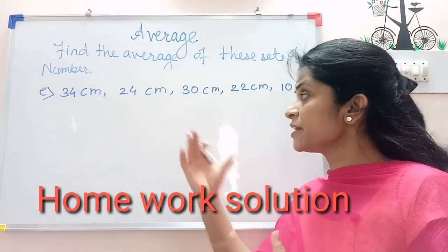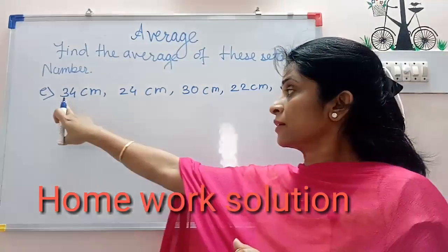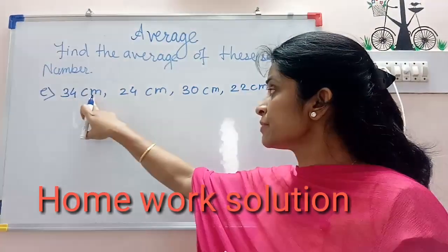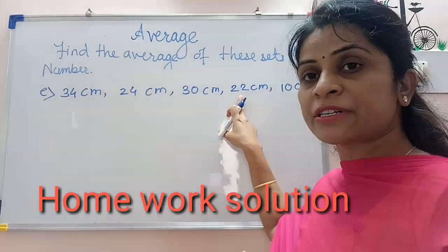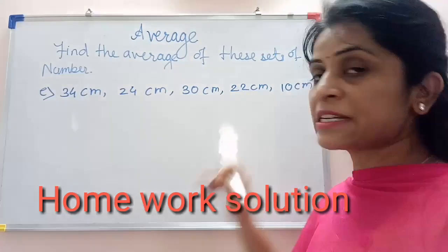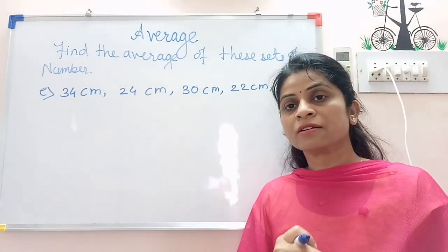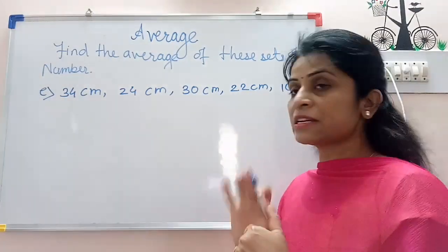Now let's find the average of the given centimeters. Now what is given? Sets of numbers which is given in the centimeters. Now 34 centimeters, 24 centimeter, 30 centimeter, 22 centimeter and 10 centimeter. Now you have to find out the average of this centimeter. For that, sum of centimeters divided by number of centimeters.